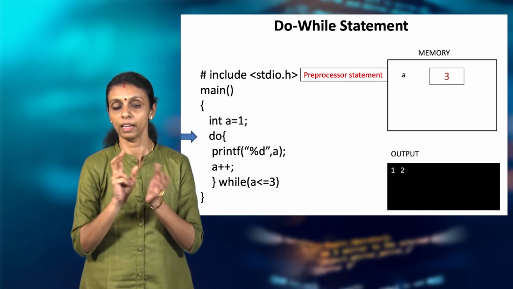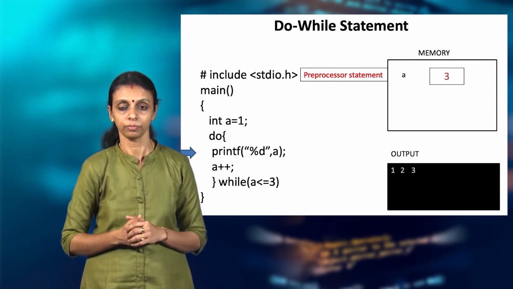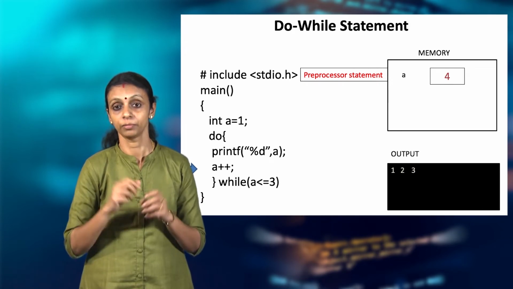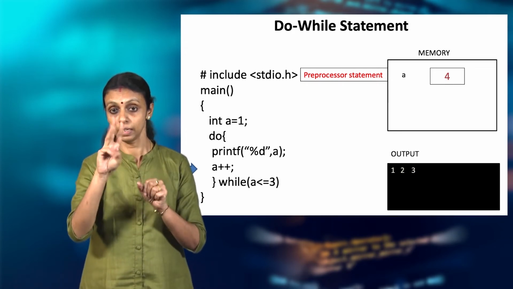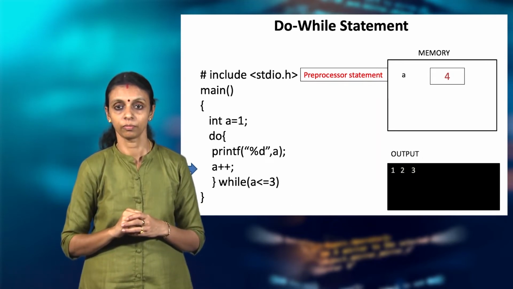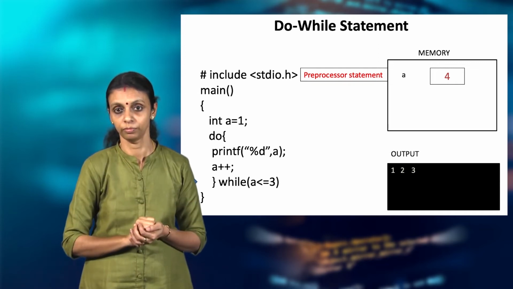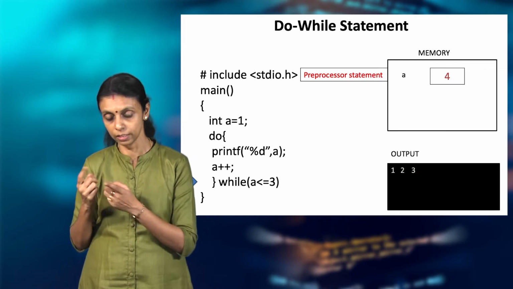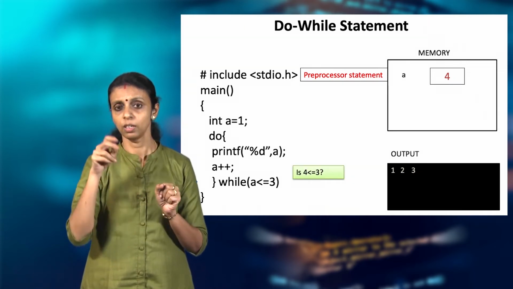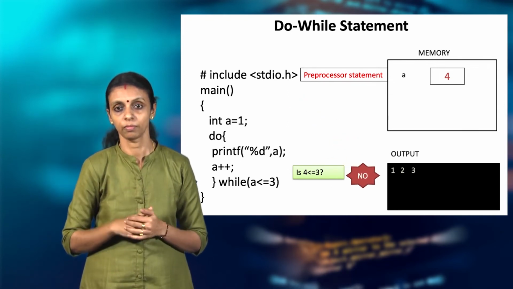Prints value of A, that is 3. Then increments value of A, that is A is equal to 3 plus 1 is equal to 4. Value stored in A is now 4. Checks the condition. Is 4 less than or equal to 3? No, the condition is false. So, it exits the loop.